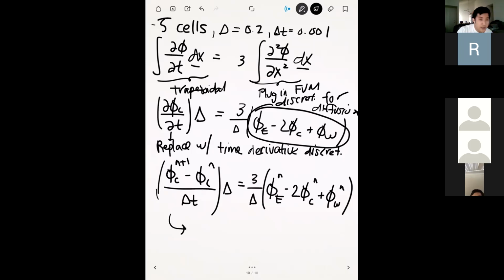We've done all the plugging in now. So now what we need to do is rearrange such that we have all the n plus 1 terms on the left, and all the n terms on the right. Any questions on this?